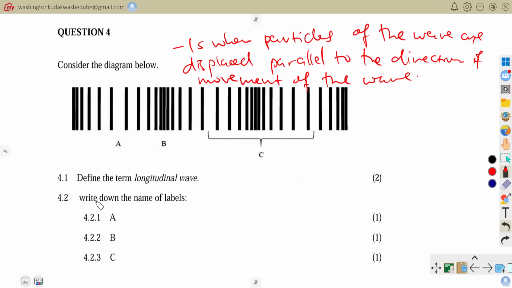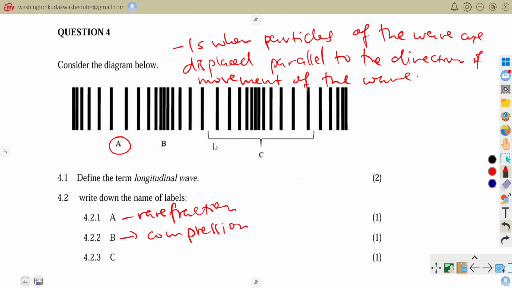Now they are saying write down the names of labels A, B, and C. What is A? A represents a rarefaction. And what is B? B represents a compression.